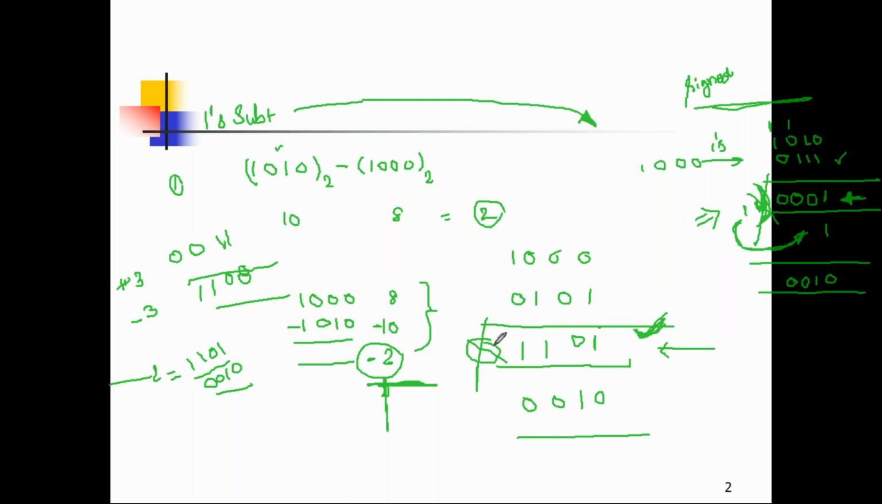In case no carry is set during the arithmetic process using one's complement, then the obtained result is again to be taken as a one's complement. That's all for the one's complement arithmetic.